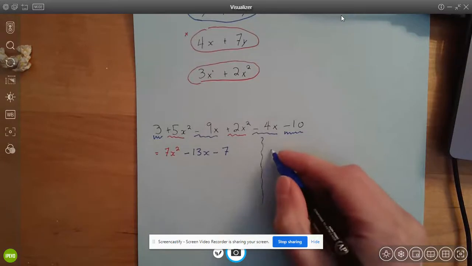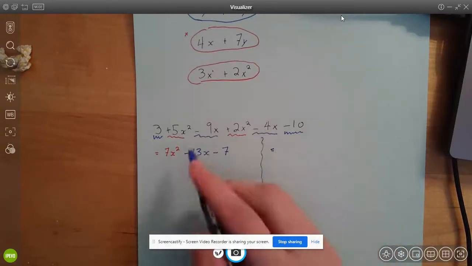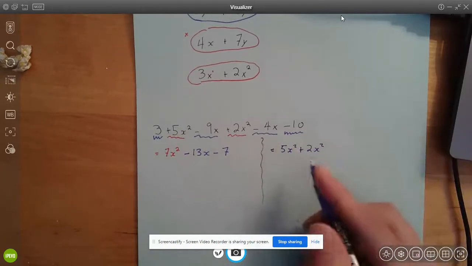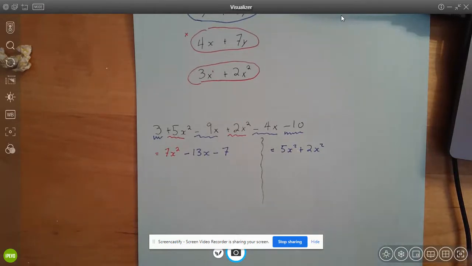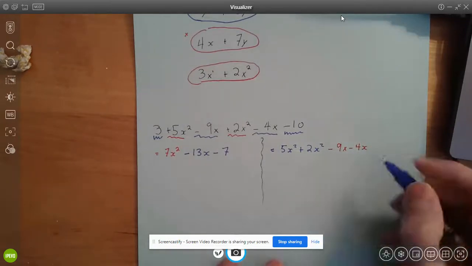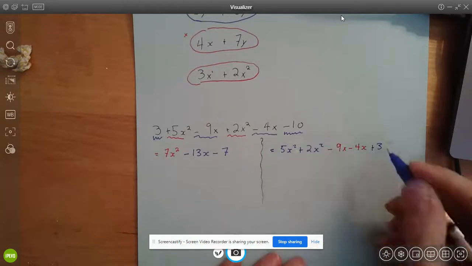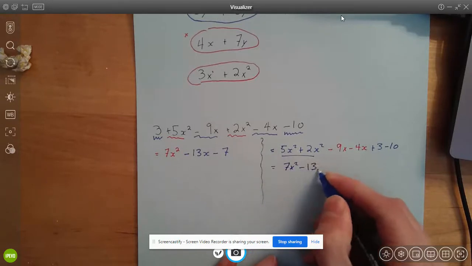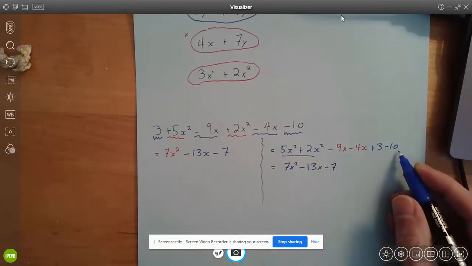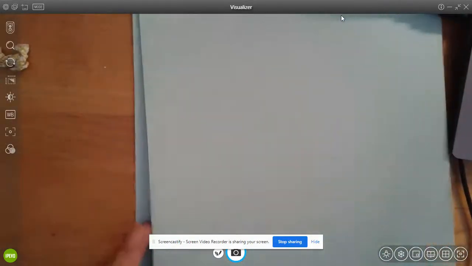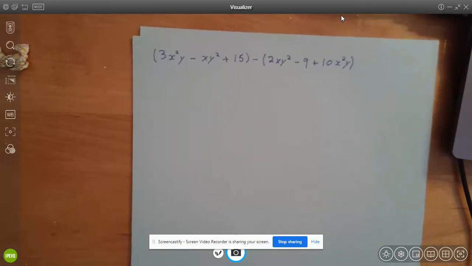Some students or teachers may like, before they collect like terms, to group them all together. So I could group my x squareds together. So I've got 5x squared plus 2x squared. And then I can group together my negative 9x, take away 4x. And then I can group my constants. I've got a positive 3 out front and then a negative 10 at the end. And then I'm just adding and subtracting each group. So I've still got 7x squared minus 13x minus 7. So if this intermediate step helps you, I recommend you use it. But the thing I just really want to emphasize is that the sign in front of the term always goes with the term.